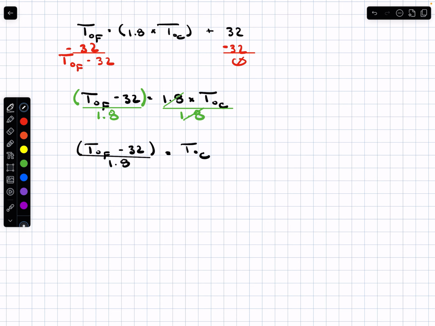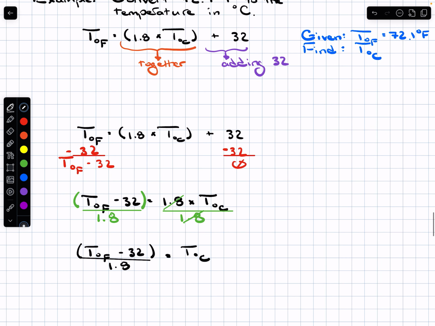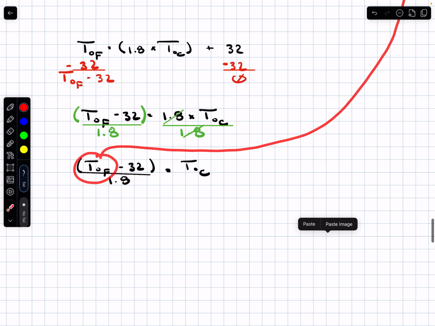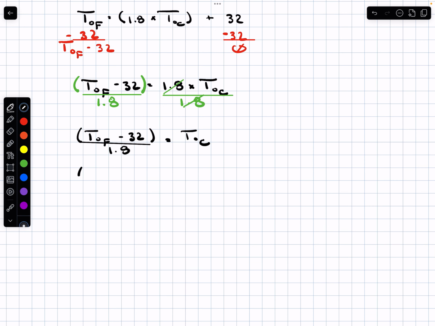Now what I can do is plug in the temperature in degrees Fahrenheit that I was given. So back up here, we were told the temperature in degrees Fahrenheit is 72.1. That's what's going to go right over here. So let's go ahead and do that. So we've got 72.1 degrees Fahrenheit minus 32, divided by 1.8 equals temperature in degrees Celsius.